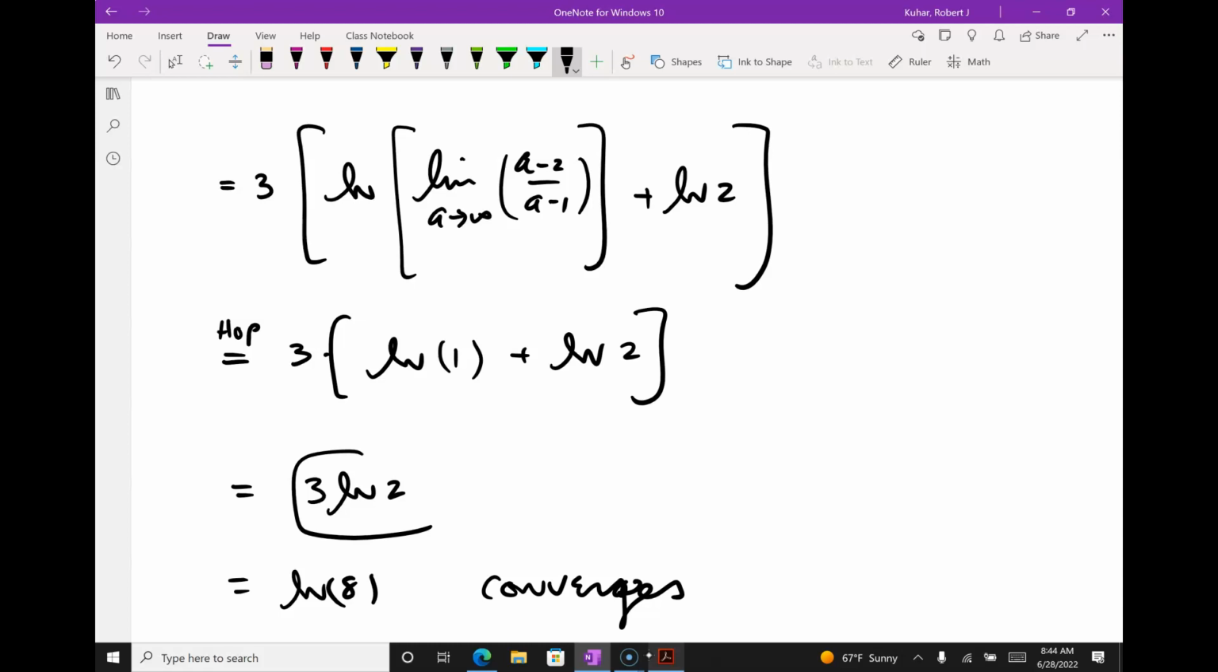So on the test, and this is one problem on your final test, I'll say verify that the integral test can be used, right? And then show that the following converges using the integral test. How are we doing? Okay?